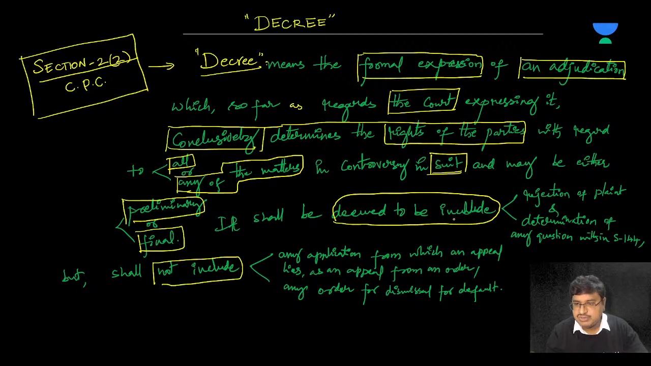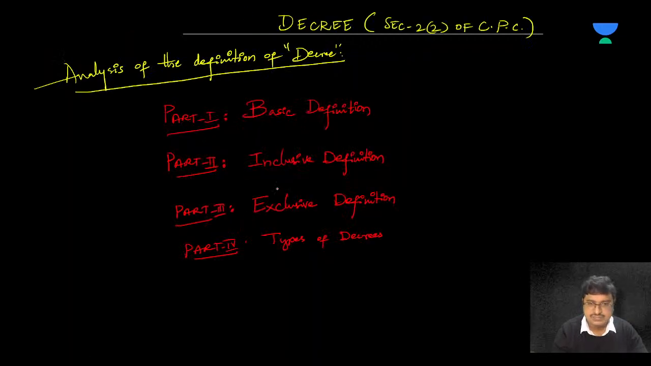It shall be deemed to include rejection of plaint and determination of any question within section 144. This is one part. This is the second part. Okay, this is the inclusive definition. Okay, deemed decree. This part is related to deemed decree.